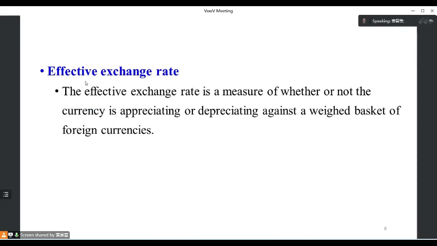See effective exchange rate. The effective exchange rate is a measure of whether or not the currency is appreciating or depreciating against a weighted basket of foreign currencies. In this method, we can say effective exchange rate.